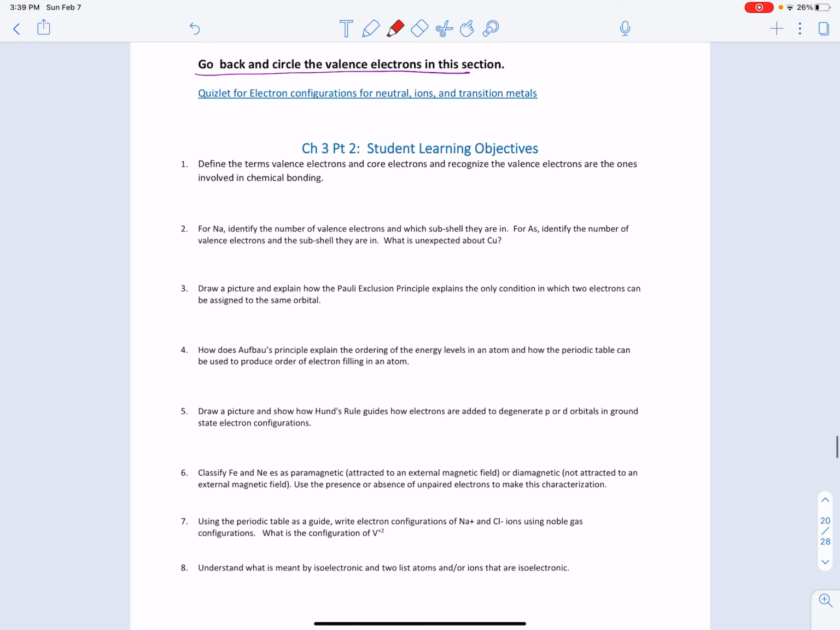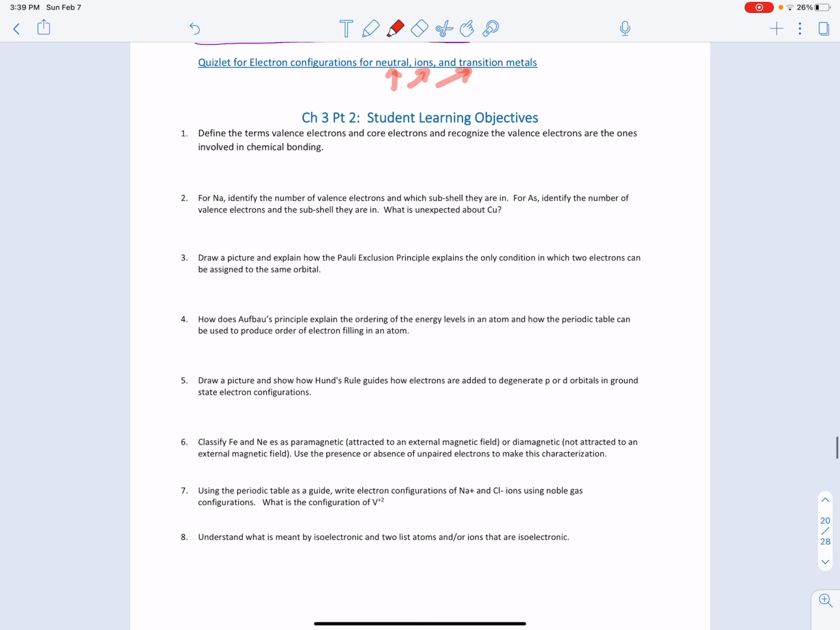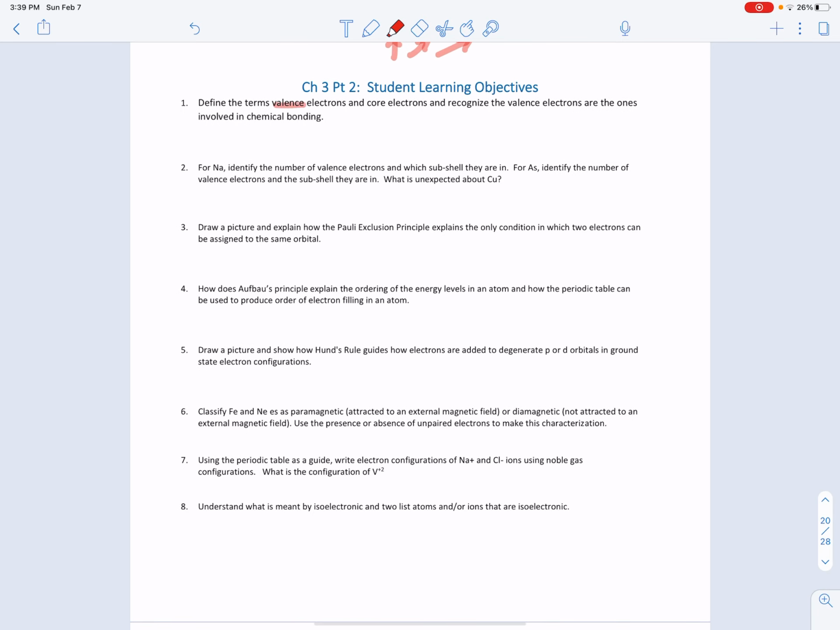And if you want to work on electron configurations for everything, including transition metals, that's another Quizlet that you can work through. And as a reminder, what we've covered in this chapter, we've talked about valence and core electrons. We've recognized that valence electrons are the ones in chemical bonding. Make sure for something like sodium, you can identify the number of valence electrons. What's unexpected about copper? What about arsenic? These are all different areas of the periodic chart.